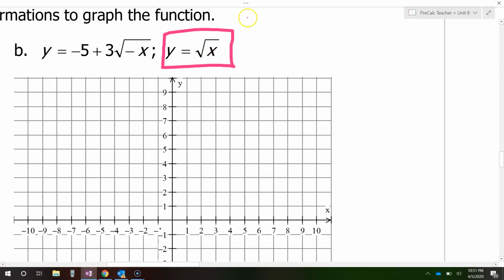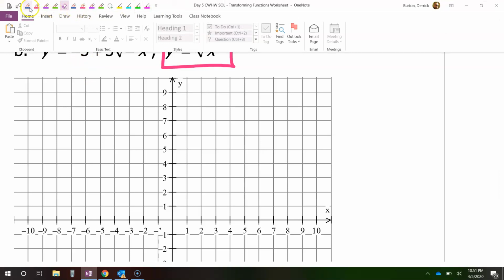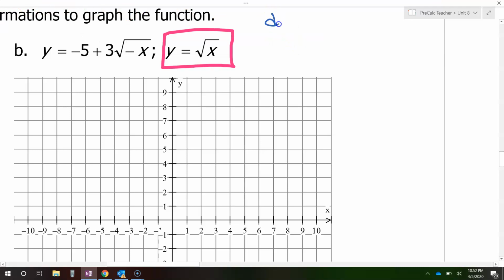So the square root of x, and the first transformation is this negative 5. Normally we would see this stuck on the end of the function equation. So what we're more used to seeing is a minus 5 on the end, and so this is clearly down 5. The fact that it's stuck in the front doesn't change that. It's still down 5. This 3 in the front is a vertical stretch by a factor of 3.